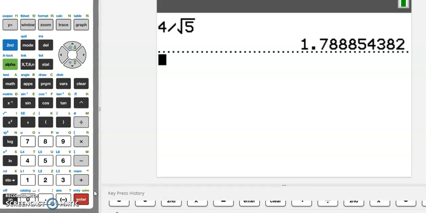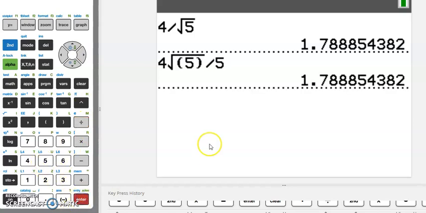And I get 1.7888, and then I got 4 square root 5, close your brackets. Oh, I don't need that bracket there. I don't think it'll affect it. Then divide the whole thing by 5 and get the same answer. So that's just a way to check to make sure you rationalized correctly. I won't do that every time, but it's definitely a help there for you. Okay.